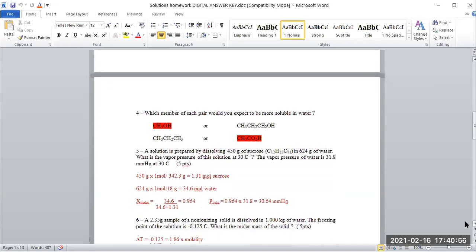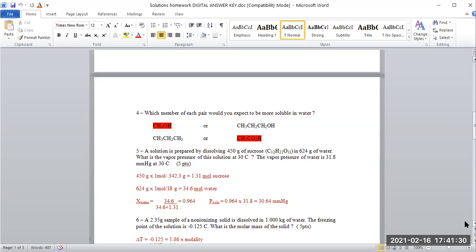Then we head in the direction of colligative properties. Number 5 is based upon Raoult's law. Raoult's law uses mole fractions as part of the calculation. I gave you 450 grams of sucrose and 624 of water. So I actually need to know how many moles of each one I do, so I did dividing each one by its molar mass.